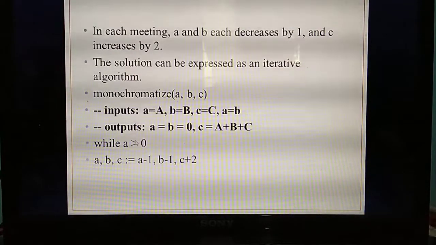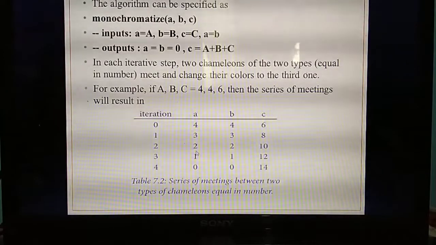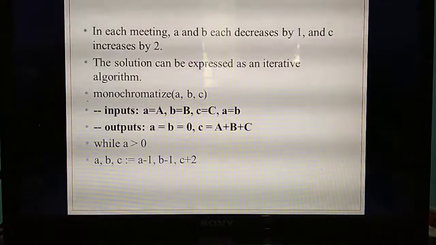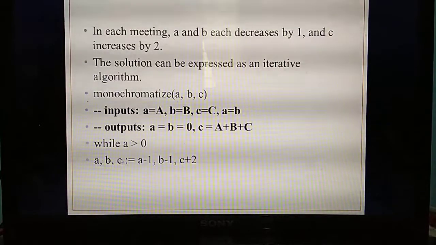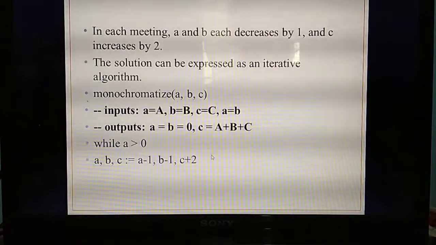Then condition, listen. If A is greater than 0, that means 3 is greater than 0, 2 is greater than 0, 1 is greater than 0. Likewise, if the value of A is greater than 0, what step do you need to do? How do the values of A, B, C need to change? A and B you need to decrease by 1 and C you need to increase by 2. Understand, if A is greater than 0 then A minus 1, B minus 1 and C plus 2. The same thing you need to change.